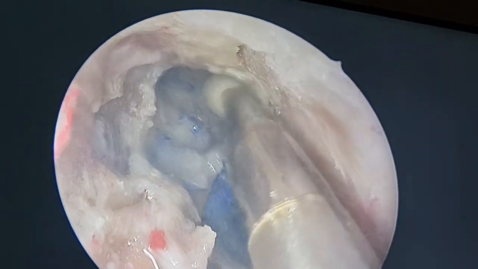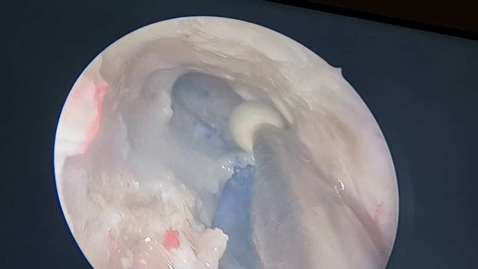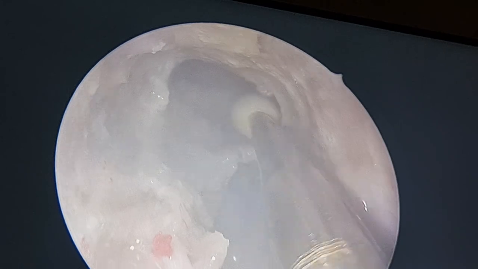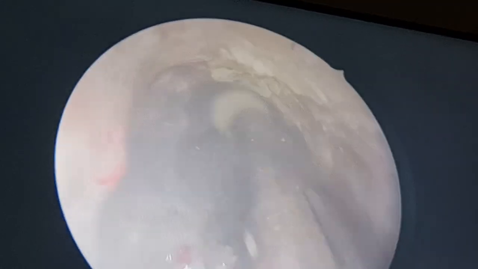Healing? Swelling, no swelling. No outside swelling, sir. Not at all. There is a periosteum which is intact. That's why we are using this coarse diamond burr. If you use a cutting burr, then you don't have any control.